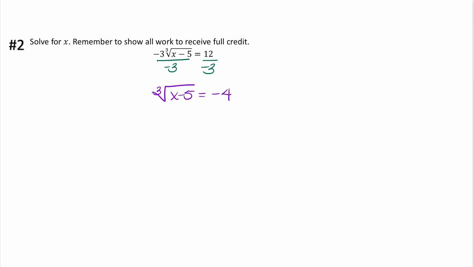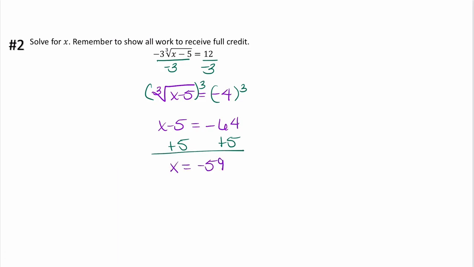is -4. So now we can go ahead and cube both sides of this equation because the cube root is by itself. And so that's going to give us x minus 5 equals -4 cubed, which is -64. Now in the final step to solve for x, we just need to go ahead and add 5 to both sides. So when we add 5 to both sides, we get x equals -59, and that is now our final answer.